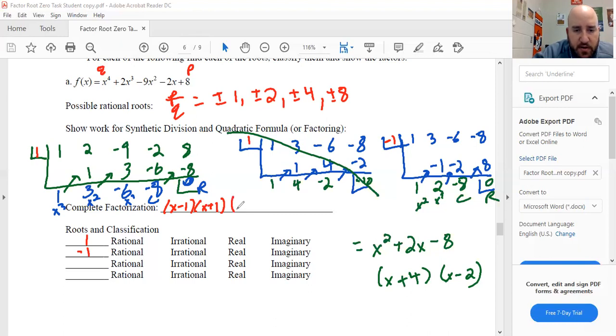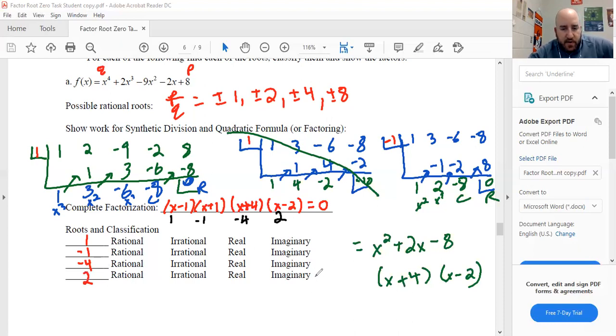Again, you don't have to write them in order. You can leave it as x plus 4 times x minus 2. Again, presuming that all these multiplied together is still set equal to 0. Here's our positive 1. Here's our negative 1. What cancels out positive 4 is negative 4. What cancels out negative 2 is positive 2. So negative 4 and positive 2 are my last two roots.